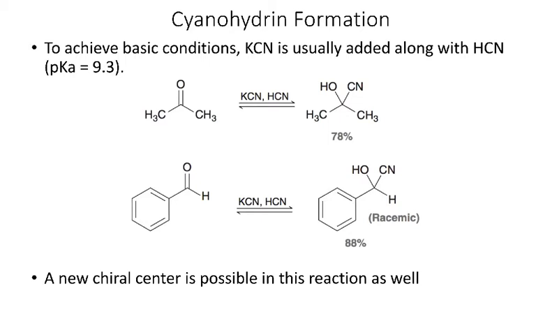And so because HCN is a relatively weak acid, its pKa is 9.3. So if I have equal amounts of KCN and HCN, I would have a basic solution. So by using both KCN and HCN as reagents, I have the source of cyanide ions, and I have the basic conditions that I would like.